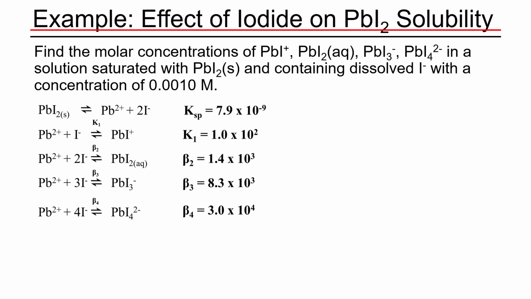And so what we're given is the concentration of the iodide in solution, 0.0010 molar. We're told that the solution is saturated with PbI2, and the key here is that this allows us to use the KSP to find the original lead 2 plus concentration. And then by being given the K values and the beta values for every subsequent complex ion formation, we can use the K expressions and the beta expressions to determine the concentration of lead and the lead iodide complex species in the solution.